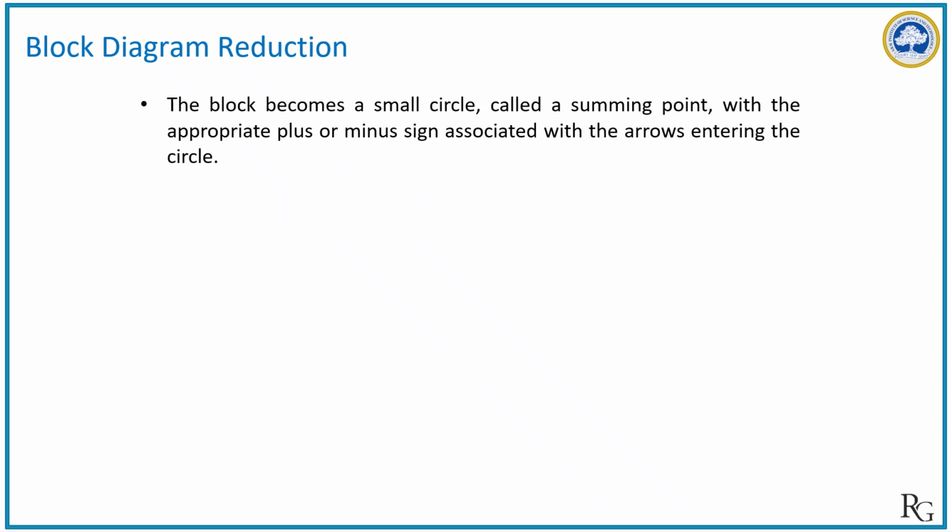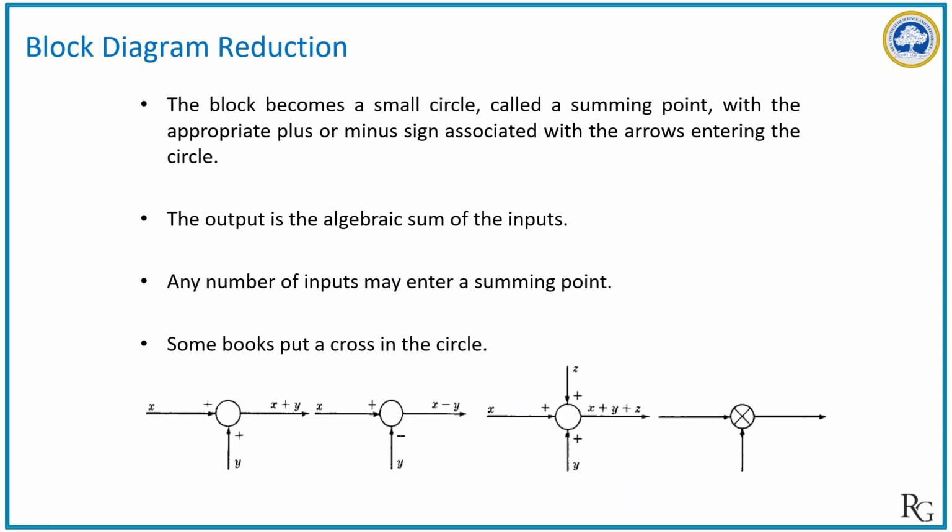The block diagram also has a small circle, known as a summing point, with the appropriate plus or minus sign associated with the arrow entering the circle. The output is the algebraic sum of the inputs. Any number of inputs may enter a summing point. Some diagrams put a cross inside the circle also, but majorly we have to focus on the direction of the signal and the sign of the signal. Based on that, we can calculate the resultant output from that summing block. So one term is the summing block.